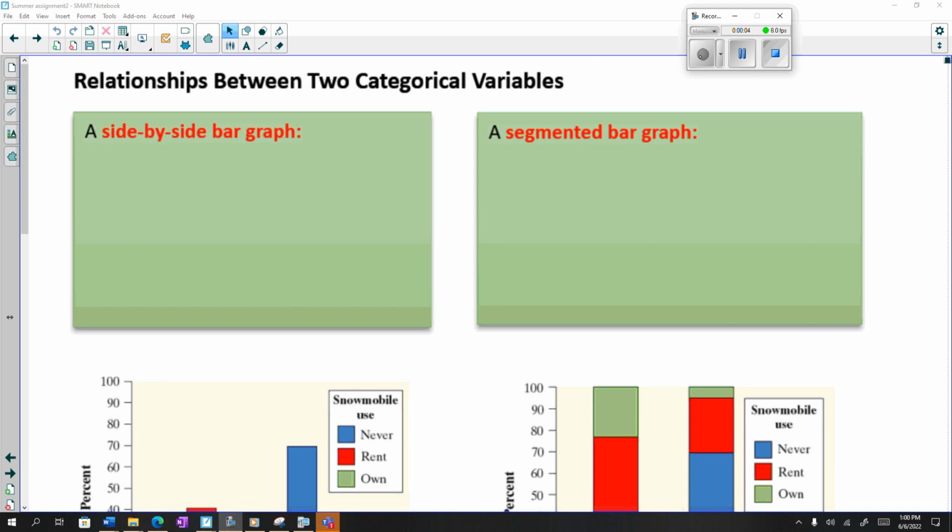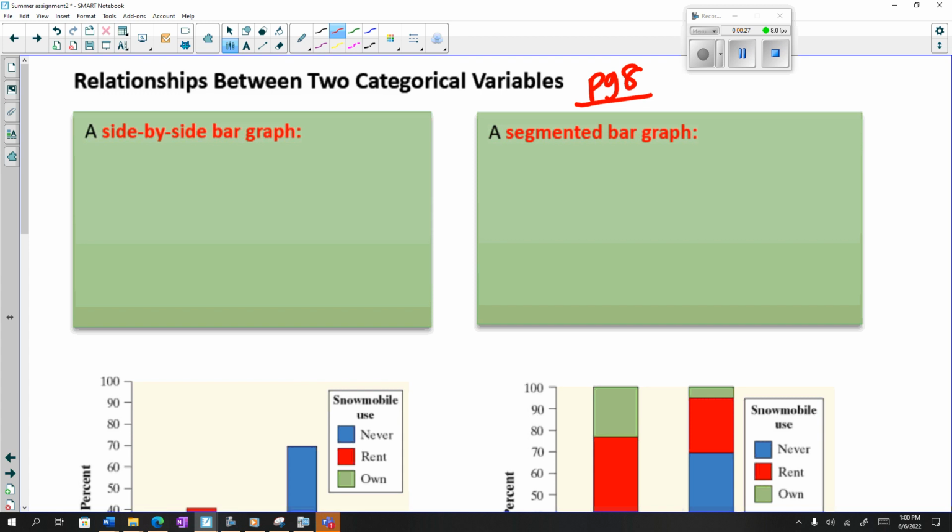All right, this is our second installment of our summer assignment video, and we are now on page 8, which is the top of page 8 of our packet. And we're going to talk about how to display our two categorical variables in our favorite type of graph, which is my favorite type, which is the segmented bar graph.